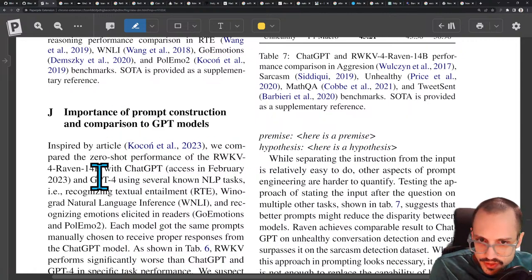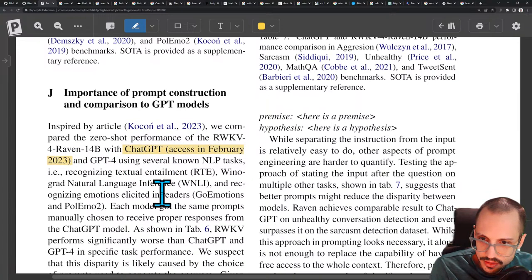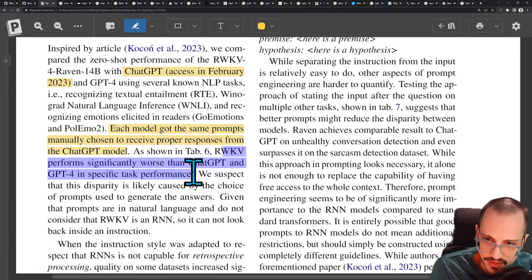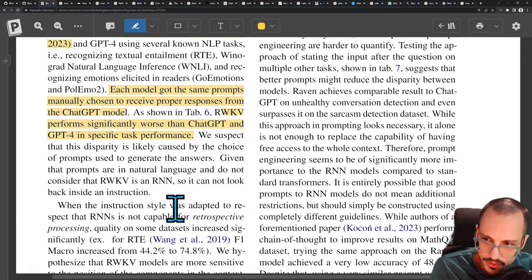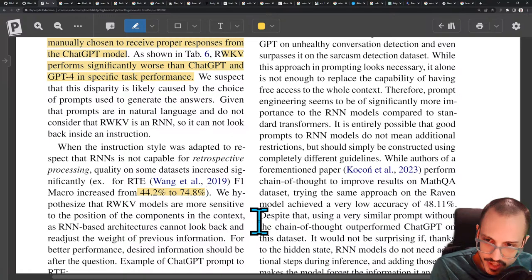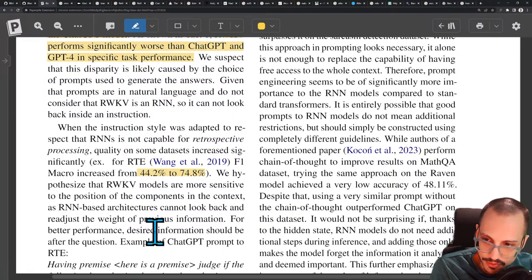All right. Importance of prompt constructions. Inspired by the article, we compared the zero-shot performance with ChatGPT and GPT-4. Each model got the same prompts, manually chosen to receive proper responses. RWKV performs significantly worse than ChatGPT and GPT-4 in specific task performance. When the instruction style was adapted to respect that RNN is not capable of retrospective processing, quality over some datasets increased significantly. So they basically prompt engineered the benchmark and it performed much better.